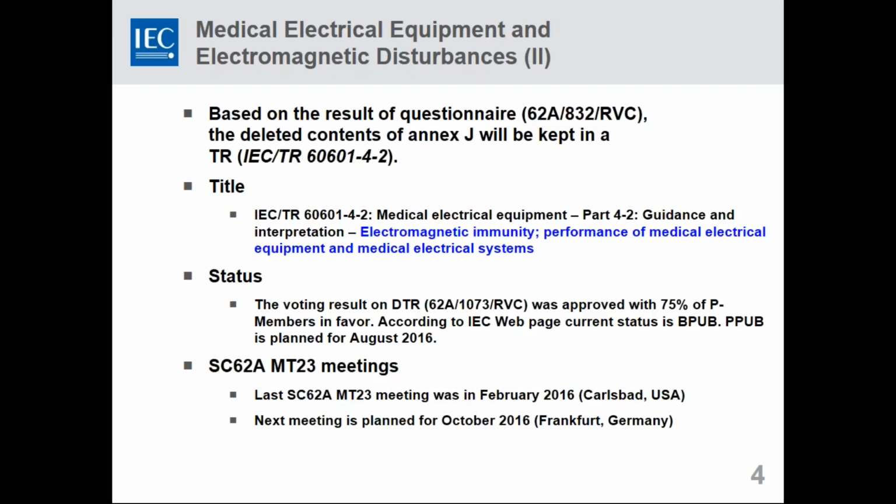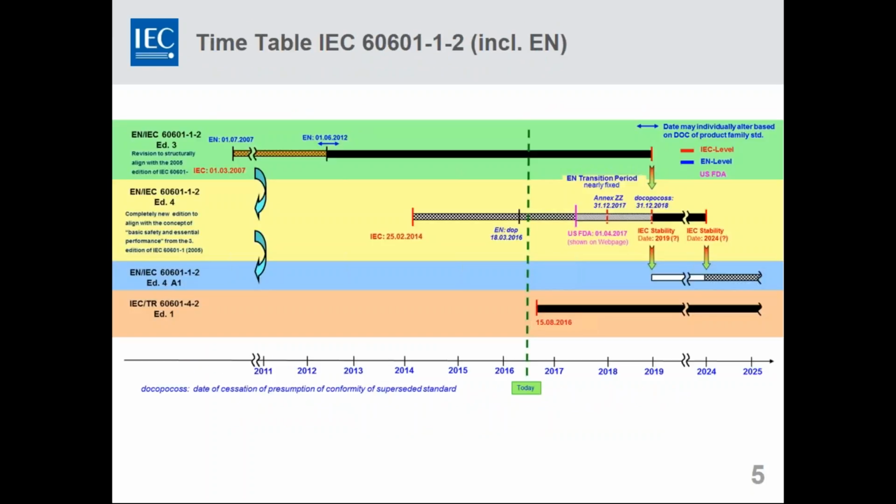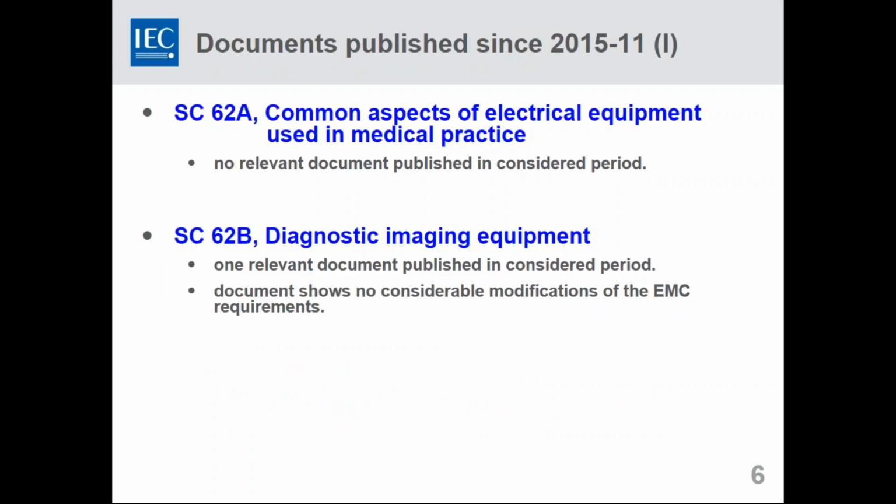And you can see the result of the vote was 75% in favor, which means it passed. So it's in the pre-publication stage, and I expect it to be on the street by August. 60601-4-2 is a standard, a technical report that should be purchased. And these are just the timelines, and I don't think there's anything there.